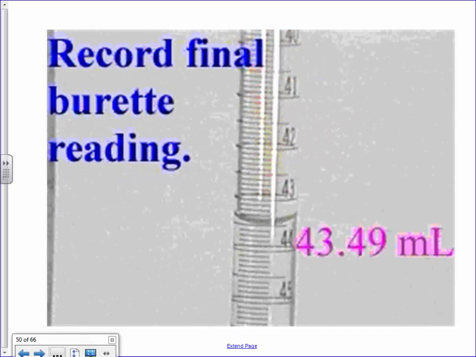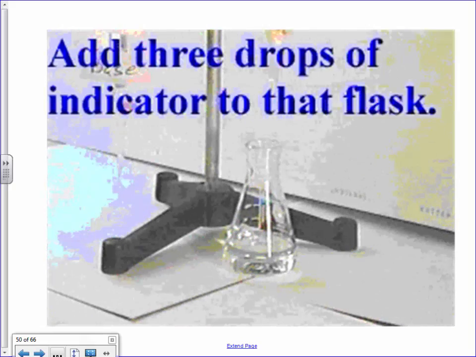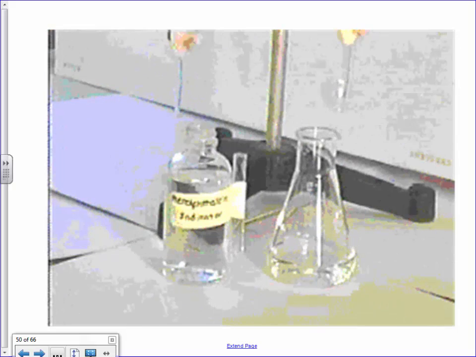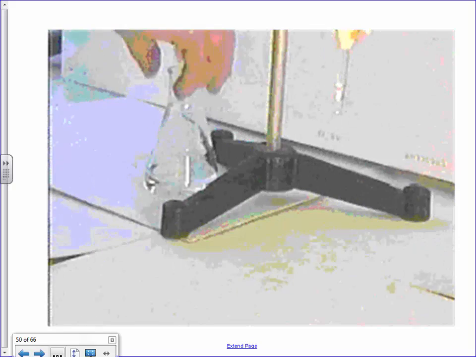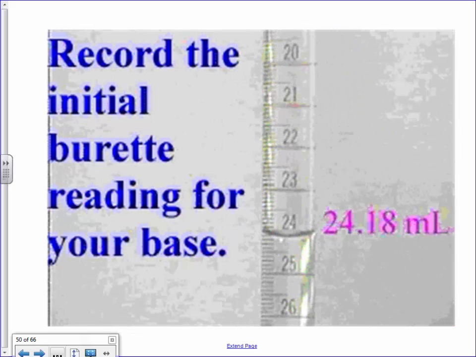Then you have to add some to the flask. Now, they actually added it using the burette itself. I prefer using a pipette. But they actually are using two different burettes here. Don't forget to add your phenolphthalein. Remember how I screwed up adding in phenolphthalein? Make sure you add it. So then they're using a second pipette for the other one. Again, you need your initial reading.